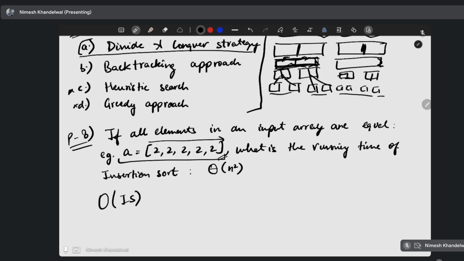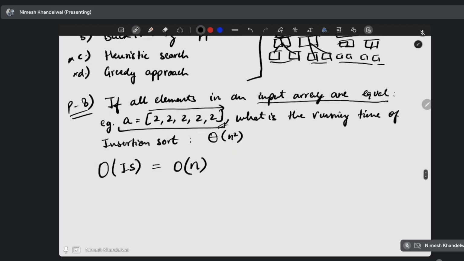So the runtime complexity of insertion sort when all elements are equal is equal to the runtime complexity of checking if the array is sorted, right? And what is the runtime complexity of checking the array sorted? We just have to traverse the array once, and traversing the array linearly is O of n. So the runtime complexity of insertion sort for this type of array, when all the values are equal, is linear. It's not the worst case complexity, it's just the complexity for this particular case, right?